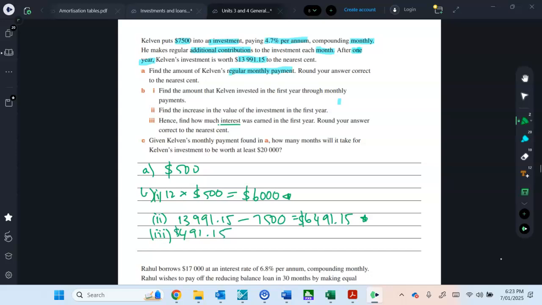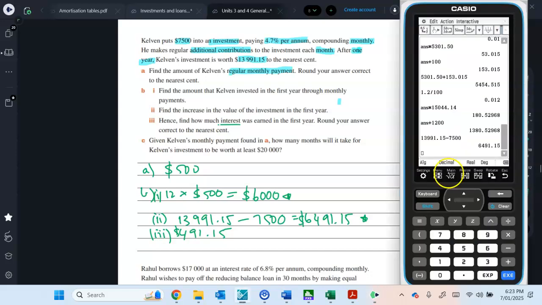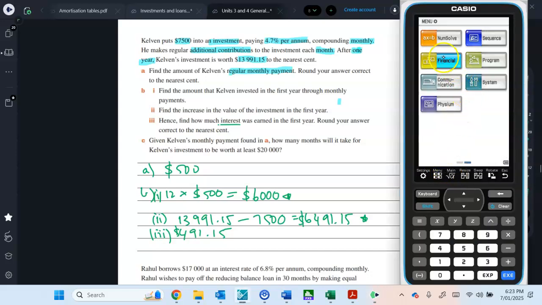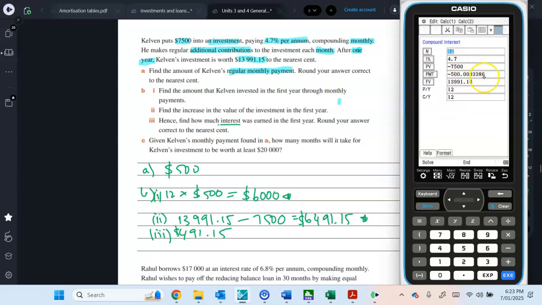Alright, given Calvin's monthly payment found in A, how many months will it take for Calvin's investment to be worth at least $20,000? So back on the calculator, going back to your financial solver. So we've got to keep it as it is, but we want the future value to be $20,000. Alright, and it says how many months. So we're calculating the n this time.